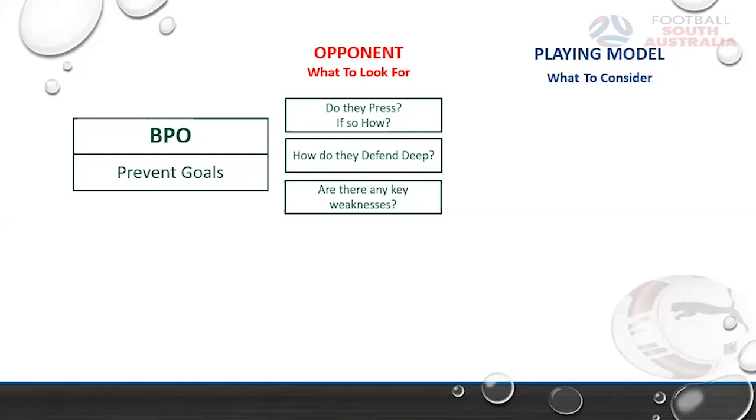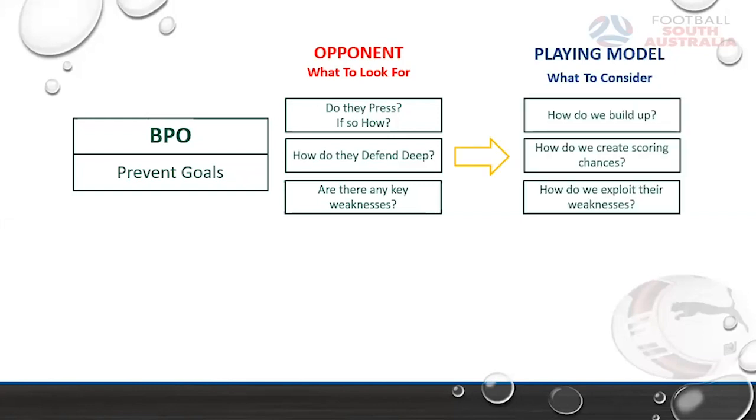Again, is it forcing play centrally, or is it forcing play outside to create a defensive overload against the line? And where are any weaknesses? So while you're analysing them and watching clips and putting clips together, this is what you can be looking at.